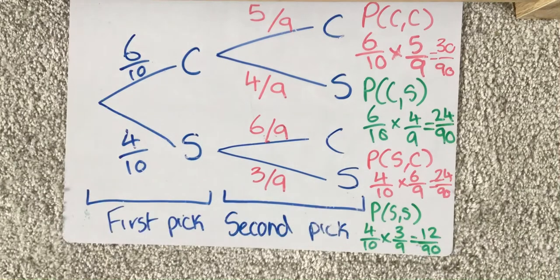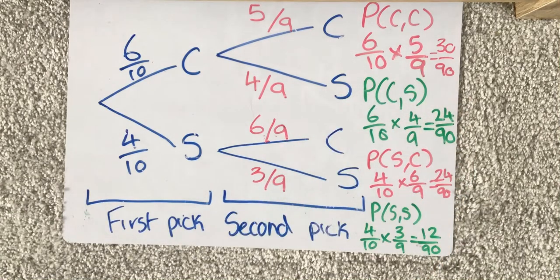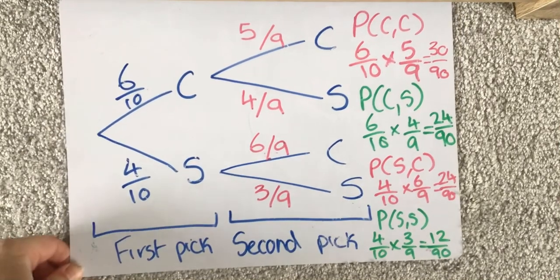And the thing I can do to check if it actually works is add those all up. They give me 90 out of 90, so they should add up to 1. And if they don't, that's where you need to go back and check what's happened. So if it asks me any questions, then I can use this.